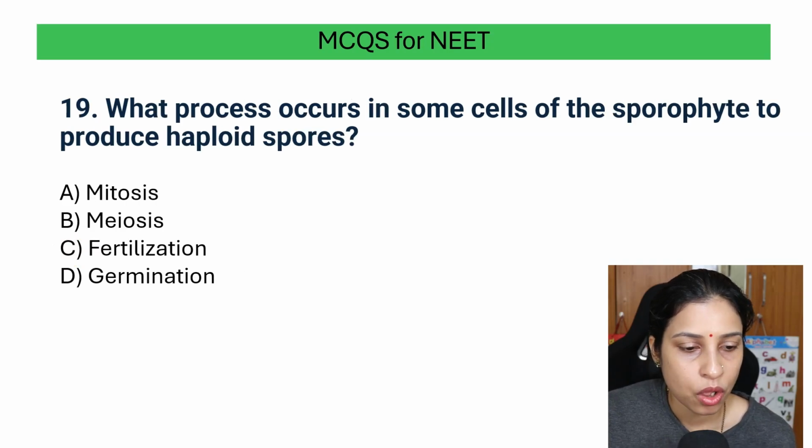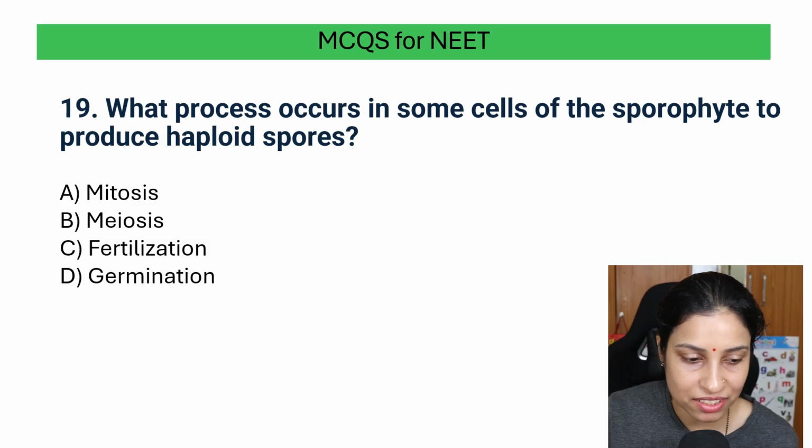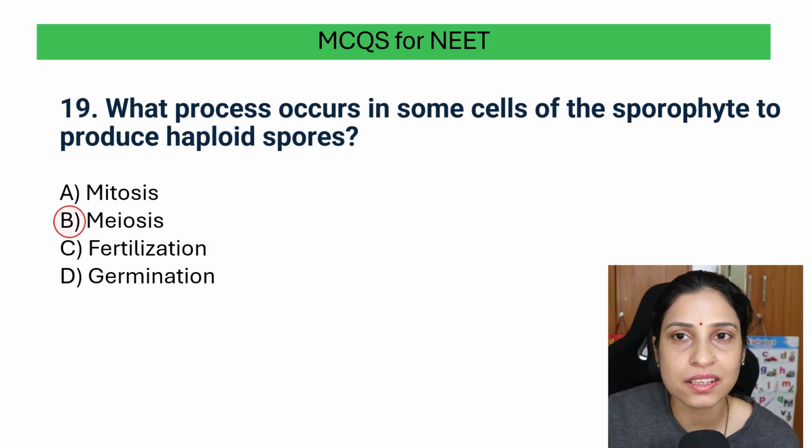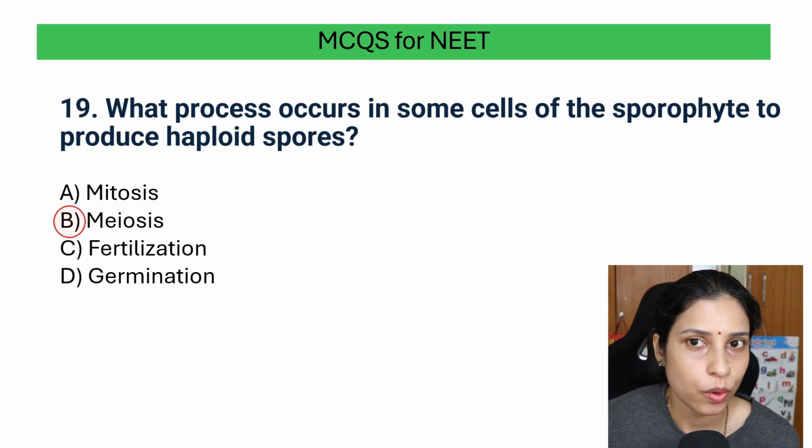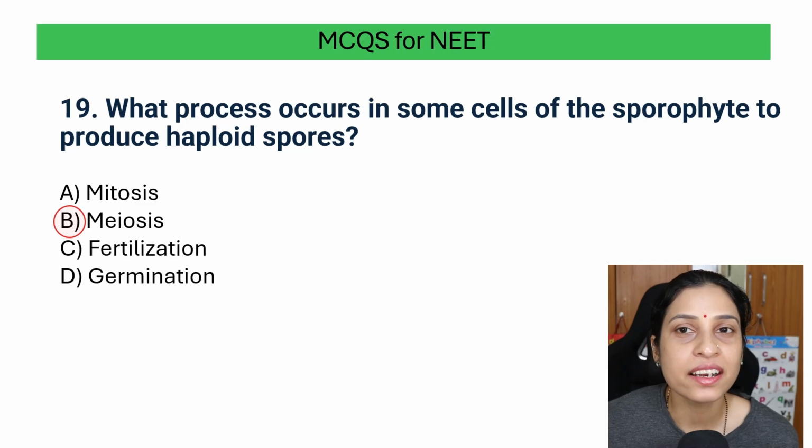The next question is, what process occurs in some cells of the sporophyte to produce haploid spores? What process? Mitosis, meiosis, fertilization, germination. That is meiosis. After meiosis only, the sporophyte produces the spores. The spores are haploid and are the first cell of the gametophyte.